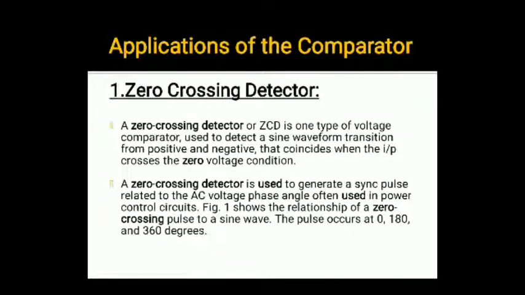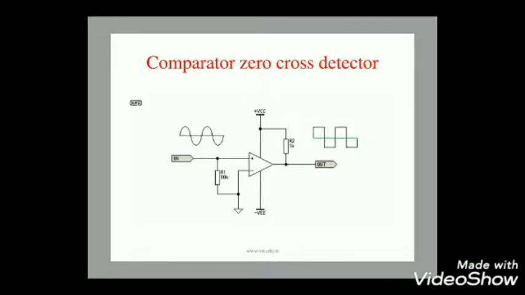Applications of the comparator. The first application is the zero crossing detector. A zero crossing detector, or ZCD, is one type of voltage comparator used to detect a sine waveform transition from positive to negative that coincides when the input crosses the zero voltage condition. This diagram shows the relationship of a zero crossing pulse to a sine wave. The pulse occurs at 0, 180 and 360 degrees.